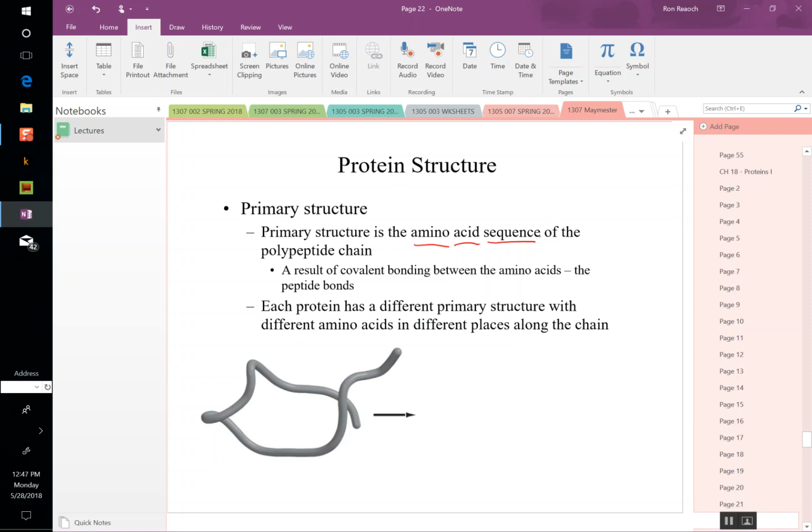And what is the bonding at the primary level? It's covalent bonding. You've got nitrogen, carbon, carbon, carbon, carbon, nitrogen. Nitrogen-carbon bonds. These are shared electrons. These are pretty strong bonds. And the important thing about the protein is to maintain that sequence. Don't want to get an amino acid shifted over to another position.